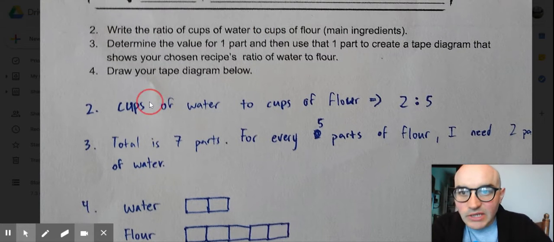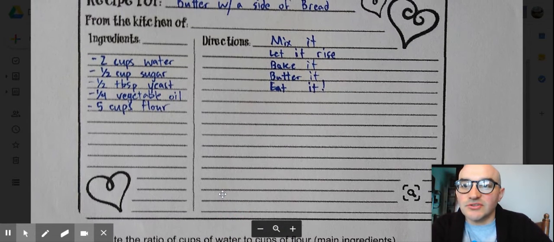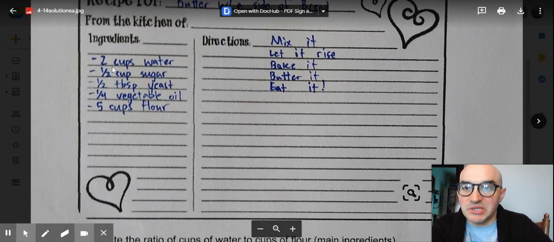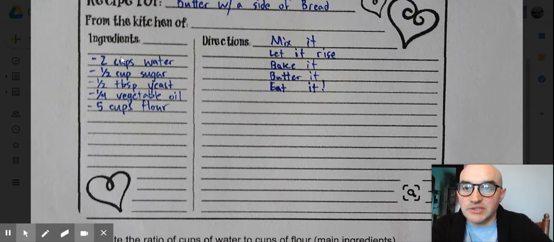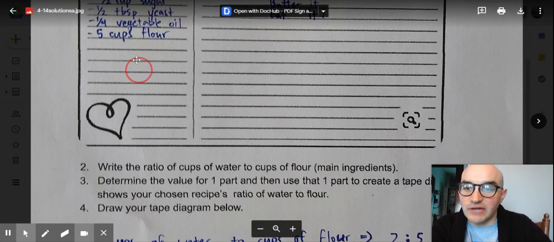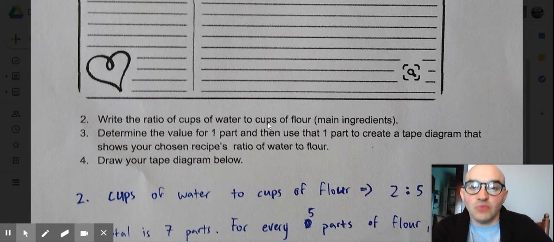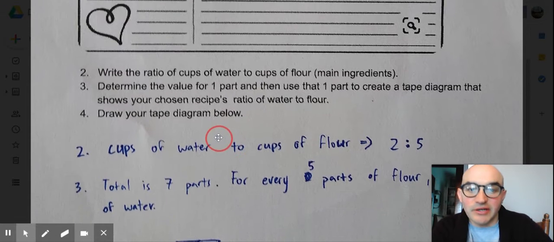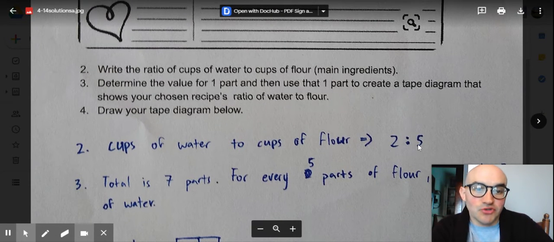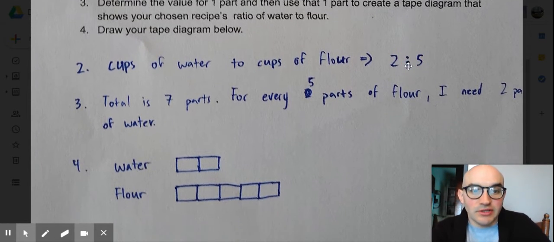So you can see here the problem asks, whoa, pardon me there. The problem asks for us to think about this recipe in terms of water to flour. And so you can see there's 2 cups of water and 5 cups of flour. So I'm going to scroll down here. And number 2 says write the ratio of cups of water to cups of flour. So pretty simple there. You can see I just wrote it there, 2 to 5. Of course, I could have written it flour to water, which would have been 5 to 2. So there you have it.